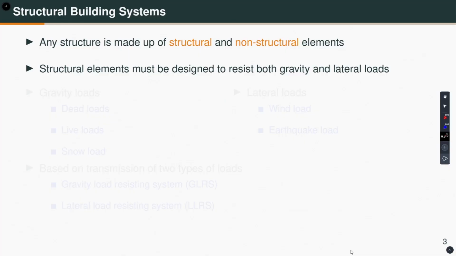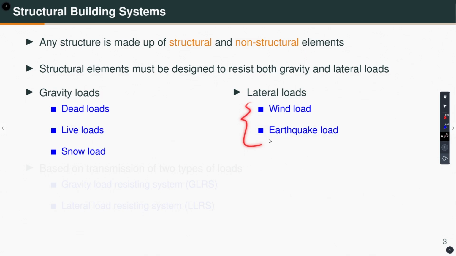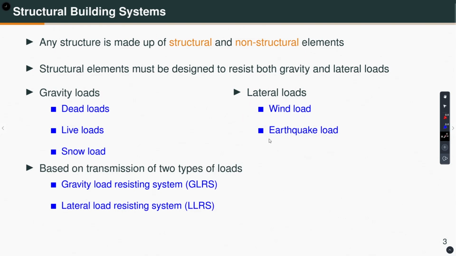As you know, any structure is made of structural as well as non-structural elements. I am sure all of you are familiar, so I do not have to get into which are structural elements, which are non-structural elements. Structural elements must be designed to resist both gravity loads and lateral loads. Gravity loads are dead, live, snow, etc. On the other hand, lateral loads we have primarily wind load and earthquake load. Now, based on the transmission of these two types of loads, we have two different systems that carry this load. One is called the gravity load resisting system.